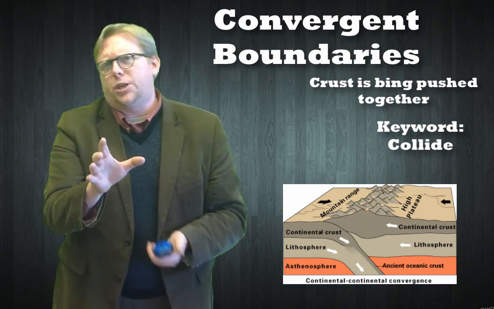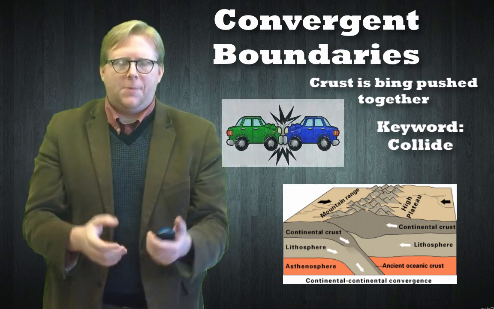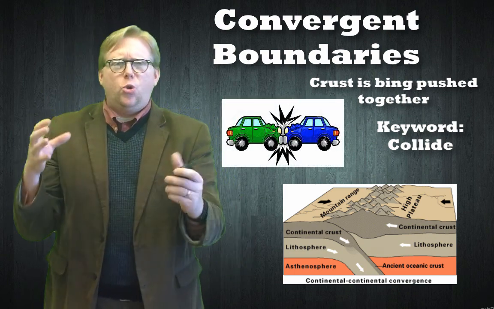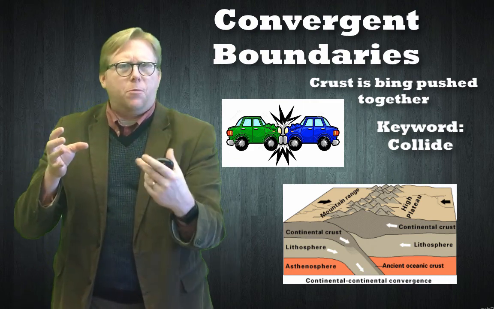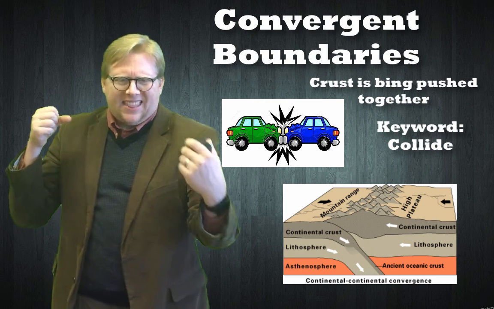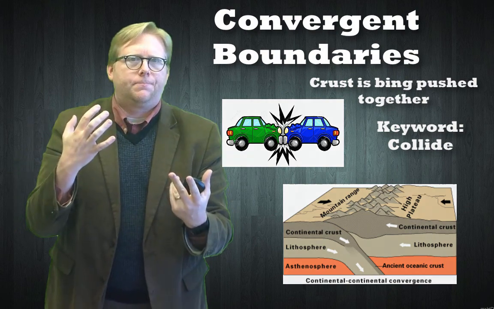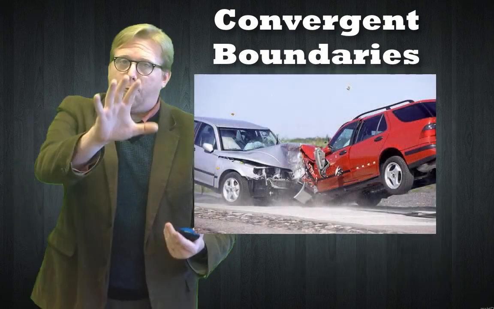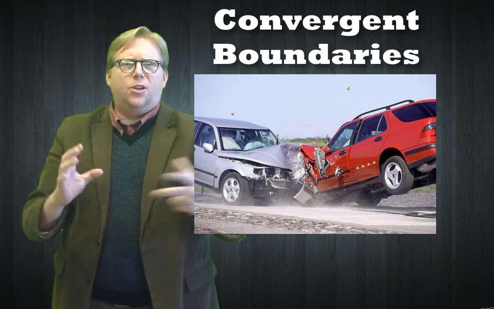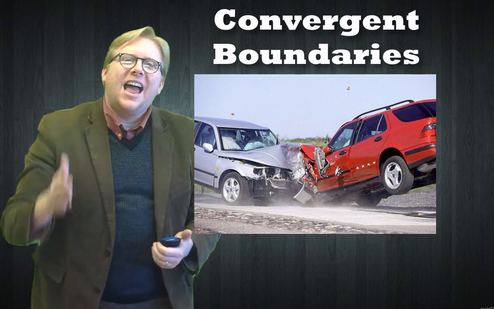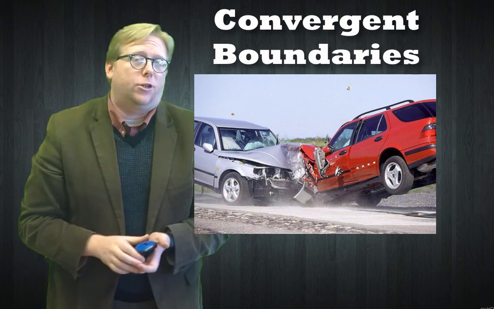I like to think of convergent boundaries like a car crash, right? You could imagine two giant pieces of continent slowly moving together, being pushed by convection, and they slam into each other. If you've ever seen a car accident, and hopefully no one got hurt, everything gets bent and cracked, and there's things going all over the place, and the same thing happens in a convergent boundary.